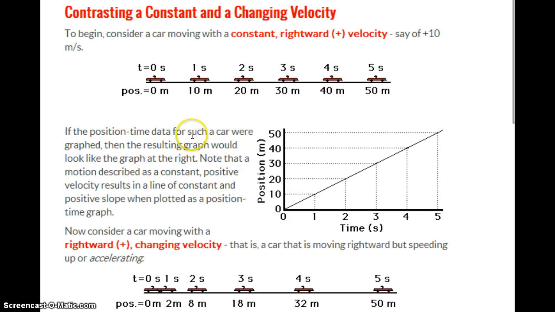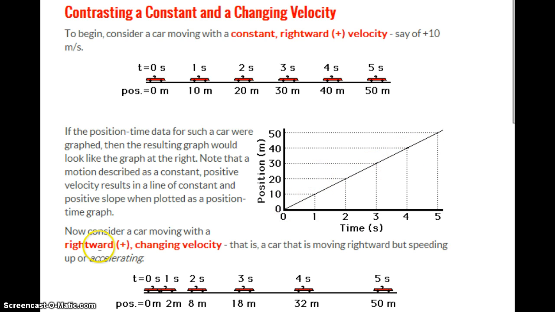If the position time data for a car were graphed, then the resulting graph would look like this graph right here. Notice that the motion is constant. A positive velocity results in a line of constant and positive slope when graphed in a position time graph. Here's my position on my y-axis in meters and my time on my x-axis measured in seconds. Notice the straight line identifies a constant positive velocity here.